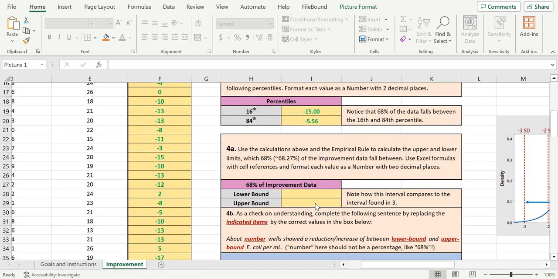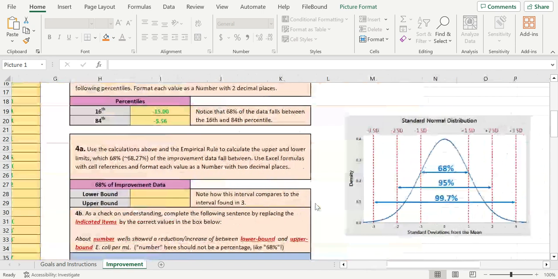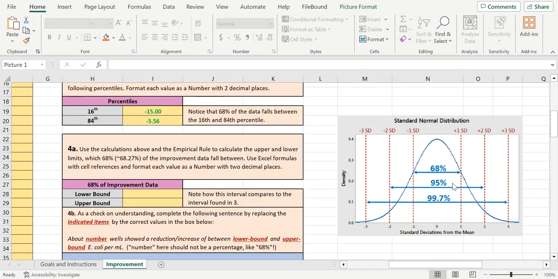We want to find 68% of the improvement data. So we're looking at this middle section here, that very middle 68% of the data. 68% of the data is in between plus or minus 1 standard deviation of the mean. So to find the bounds for 68% of the data, the lower bound is found by taking the mean minus the standard deviation, and the upper bound is found by taking the mean plus the standard deviation.